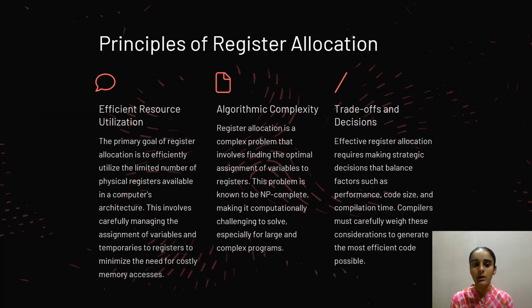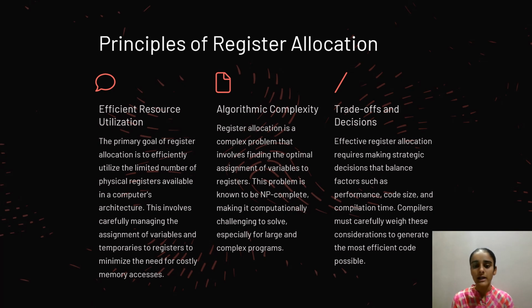Principles of register allocation. Efficient resource utilization. The primary goal of register allocation is to efficiently utilize the limited number of physical registers available in the computer's architecture. This involves carefully managing the assignment of variables and temporaries to the registers to minimize the need for costly memory access. Algorithmic complexity. Register allocation is a complex problem that involves finding the optimal assignment of variables to registers.